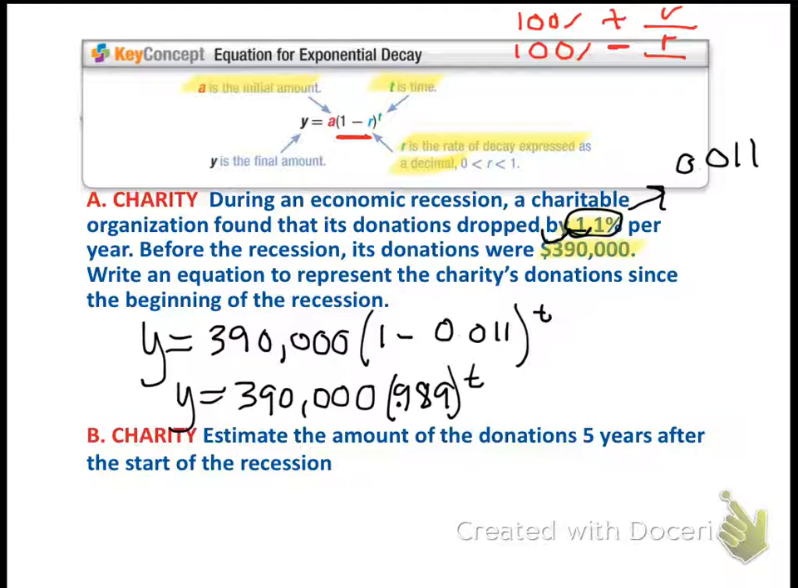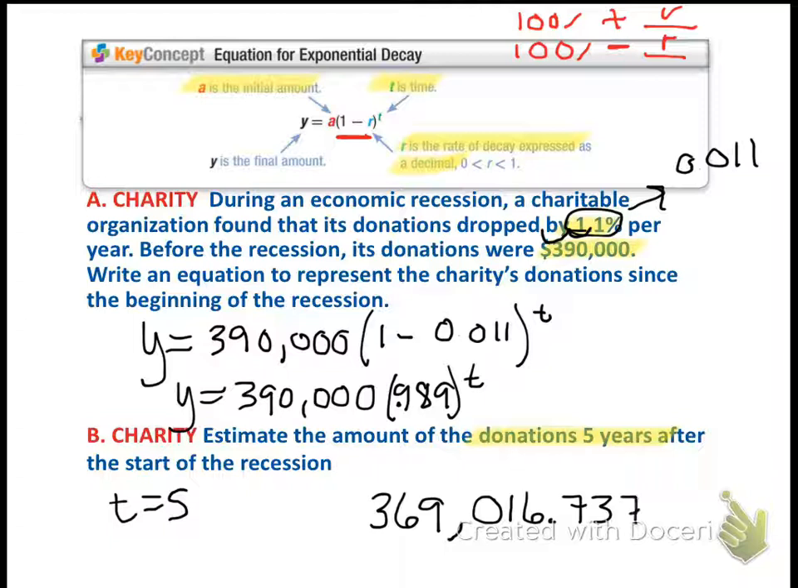Alright, so now they want me to estimate the amount of donations 5 years after the start of the recession. So t is going to be 5. I type that into my calculator, and that'll give me $369,016.737. Now I need to round here. We're talking about dollars, so you have 2 places after the decimal. Since this digit is bigger than 5, I'm going to erase the 7 and the 3 and round up. That's going to be $0.74.